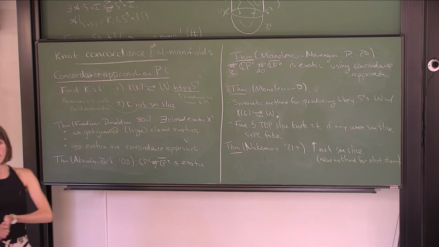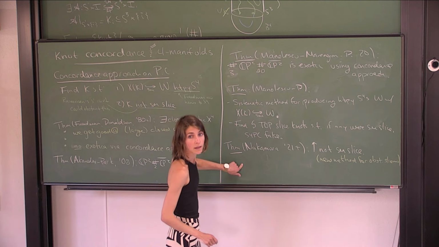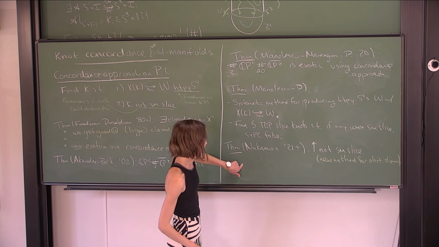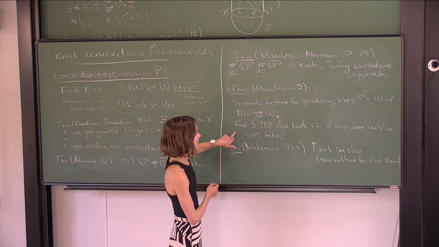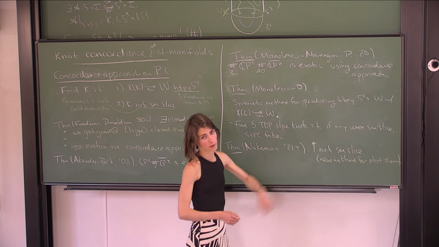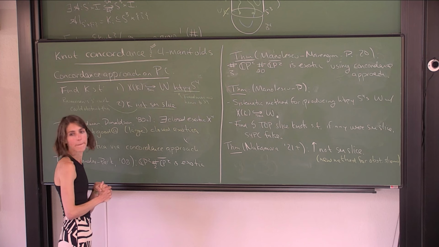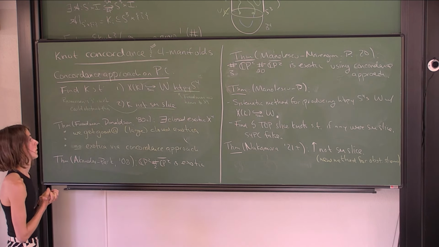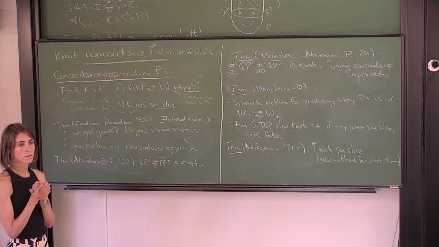We're not smoothly slice. In the Nakamura statement? What we show is that if any of them were smoothly slice, then the Poincare conjecture would be false. Yeah. Any more questions?